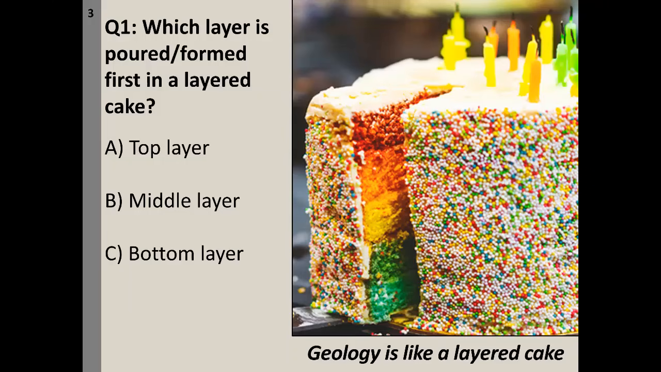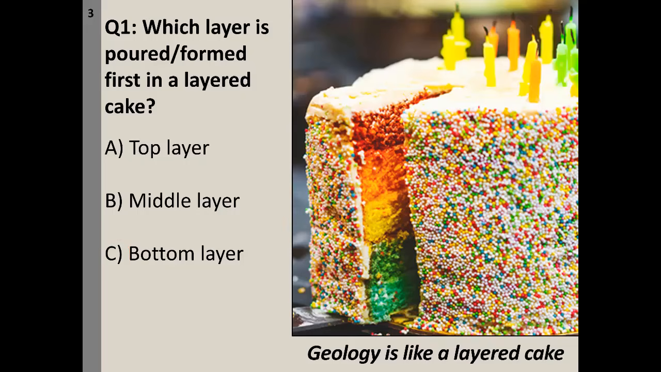Which layer is poured or formed first in a layered cake? The top layer, the middle layer, or the bottom layer? Well, when you pour in the batter, you pour it into a pan, and so it has to form a bottom in order for things to form on top of that bottom, right? Which means that the oldest thing is the thing that went in first, which would be the thing on the bottom. So the layer that poured or formed first in a layered cake is going to be C, the bottom layer, right? That seems pretty straightforward.